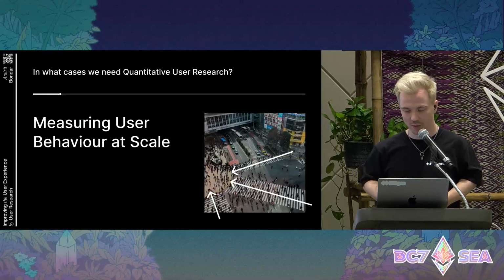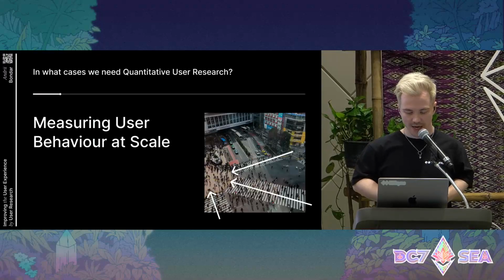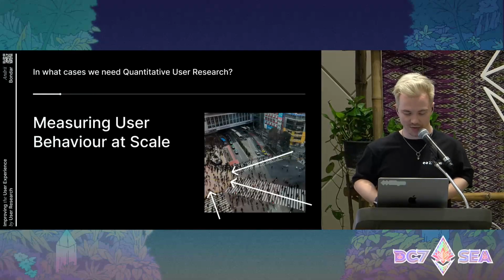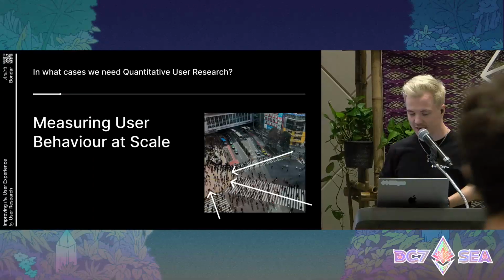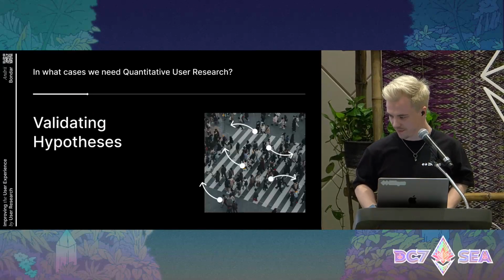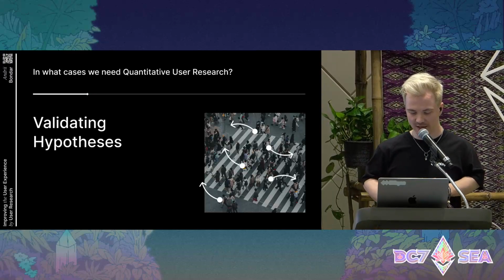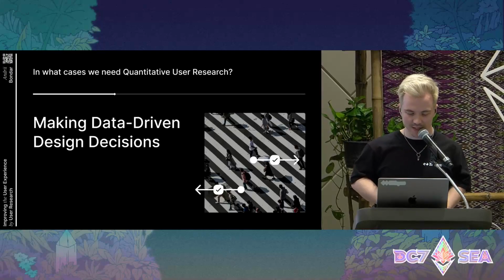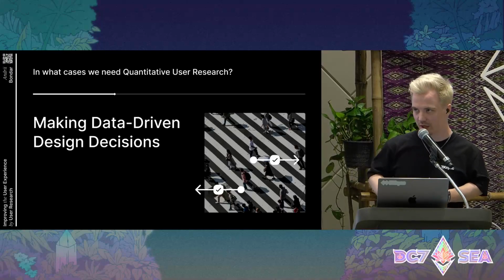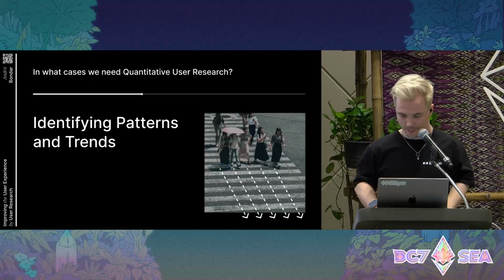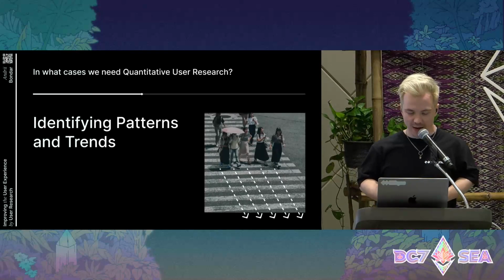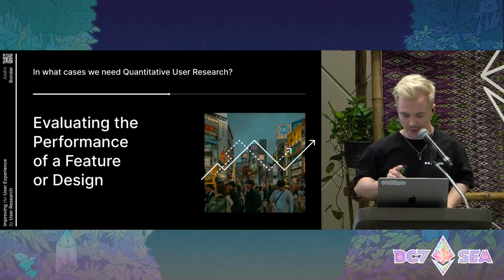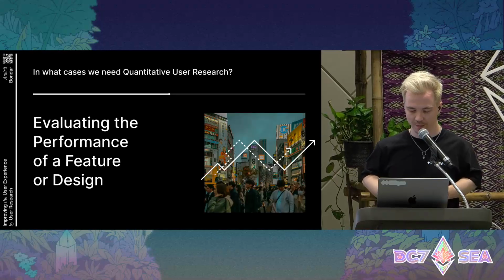When do we need quantitative research? It's essential for measuring user behavior at scale. For example, it's useful for tracking metrics like conversion rate and drop-off points. To validate hypotheses and confirm the impact of design changes. To make data-driven design decisions based on real user interaction. For identifying patterns or trends in user behavior over time. To evaluate future performance through measurable metrics.